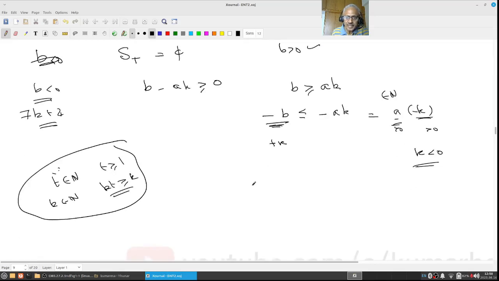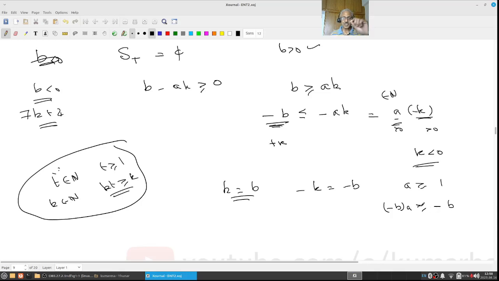So if I take k equal to b, then minus k equal to minus b, and since a is a natural number, a is greater than or equal to 1, minus b times a will be greater than or equal to minus b. Are you following?